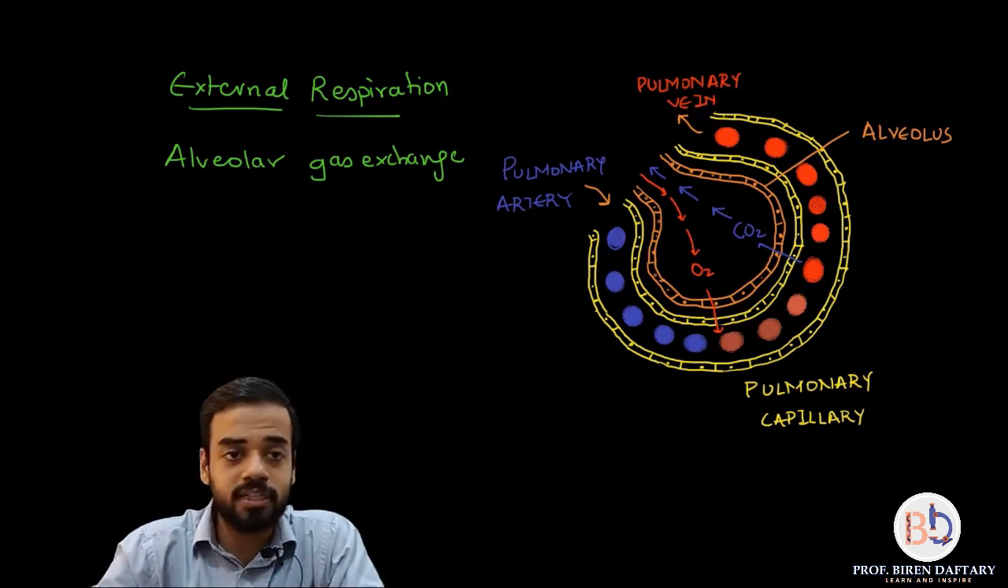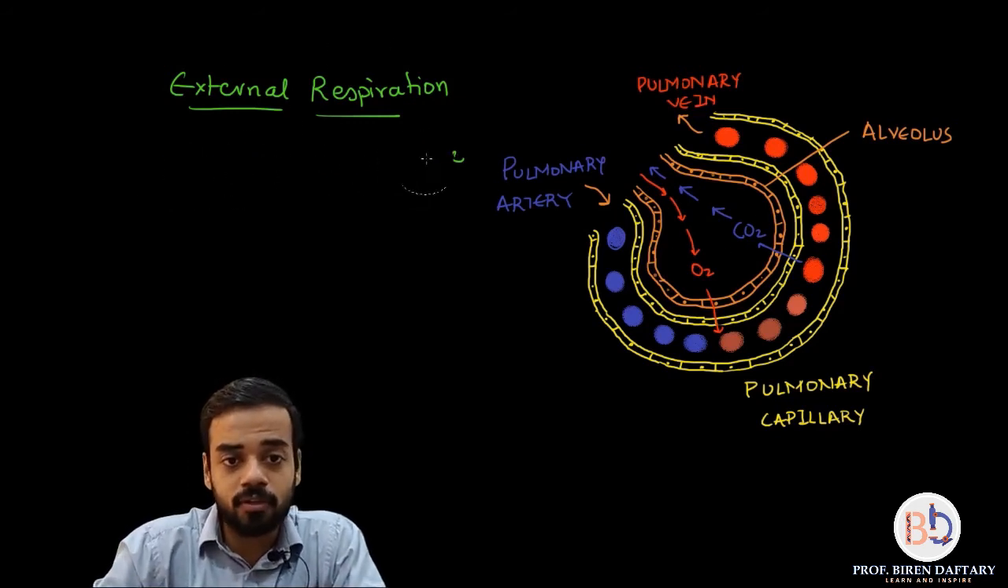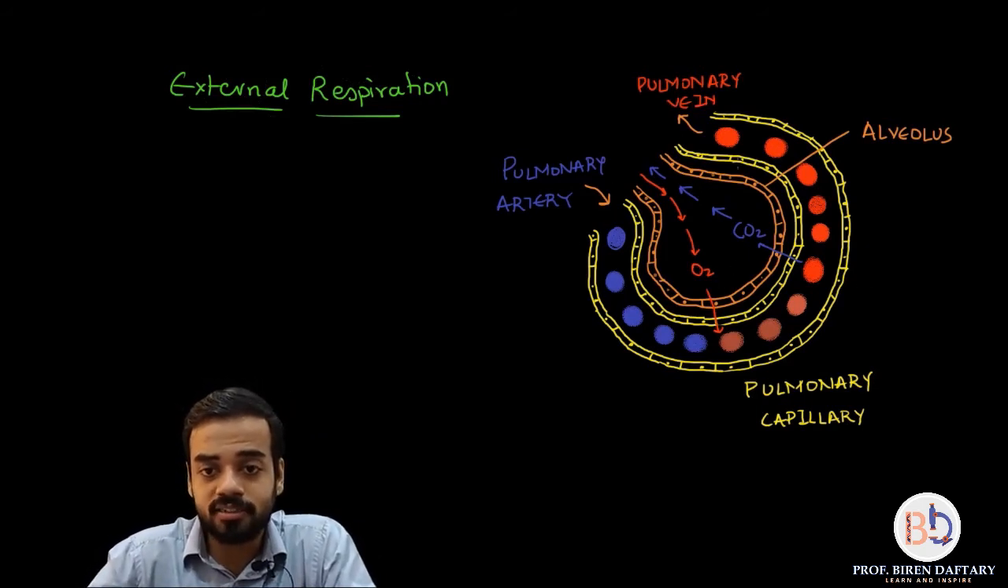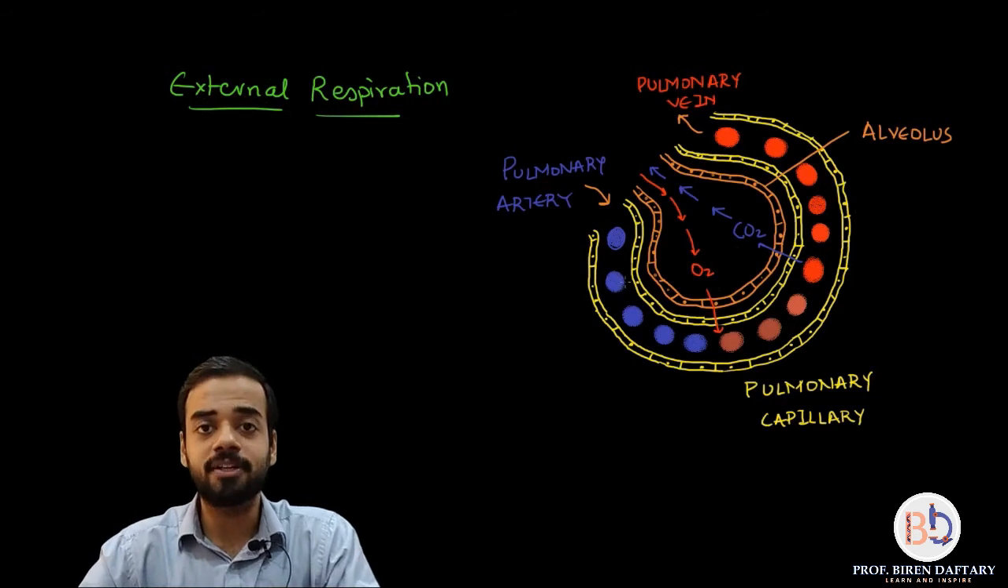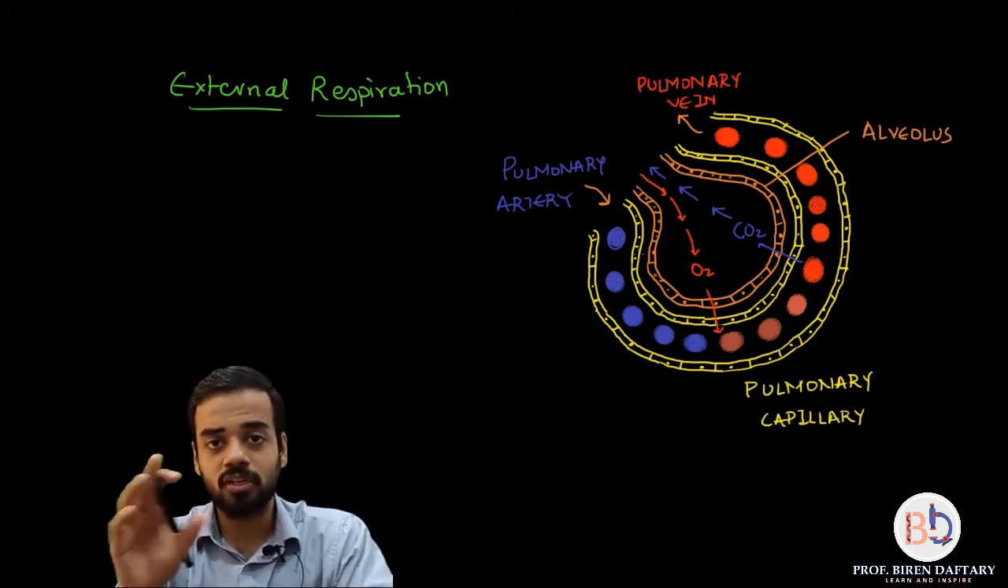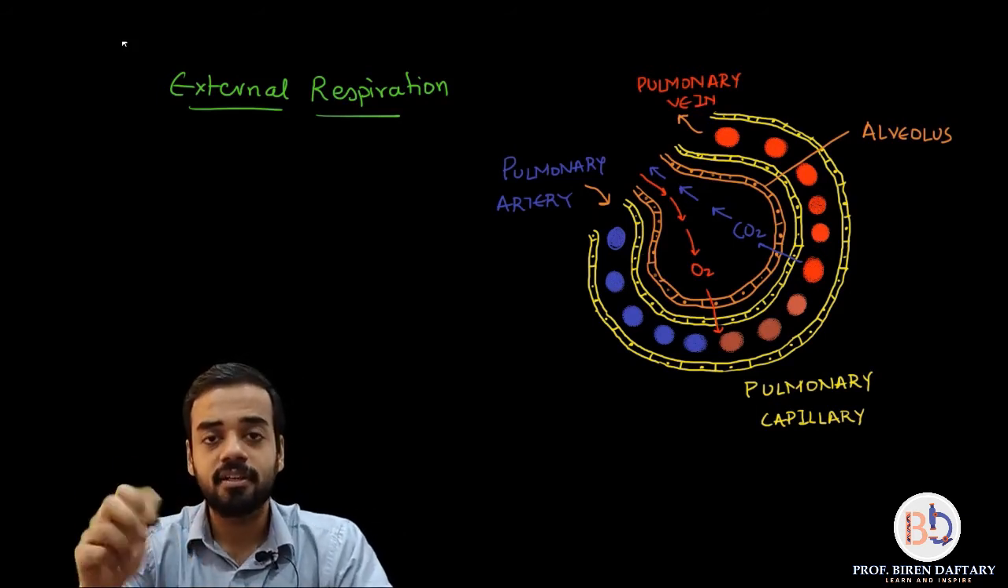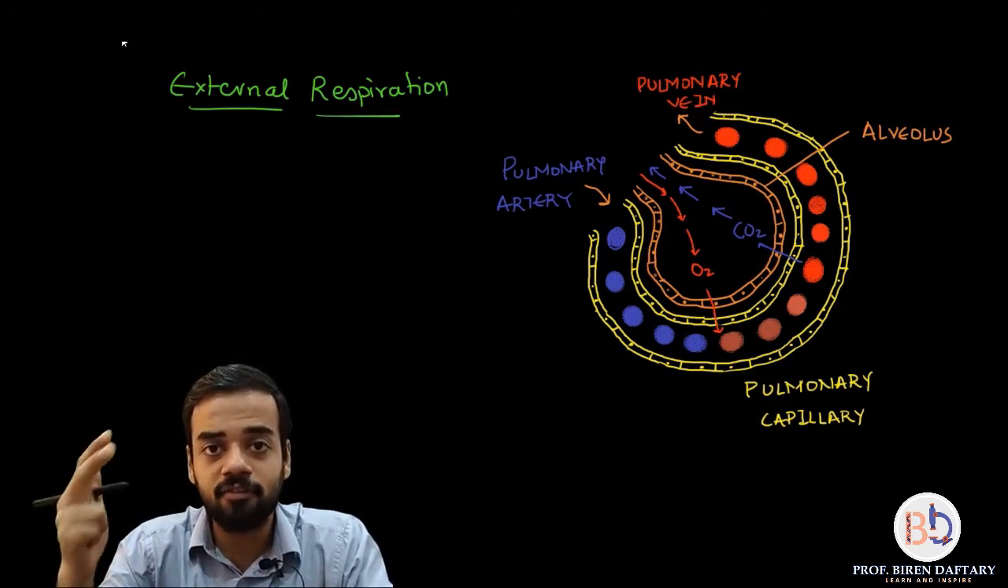Okay, so in this diagram, let me first point out a few things. So this entire yellow colored structure which is present, that is the capillary. Okay, for all those who don't know, let me just put it quickly. So blood vessels are of 3 kinds: arteries, capillaries and veins.